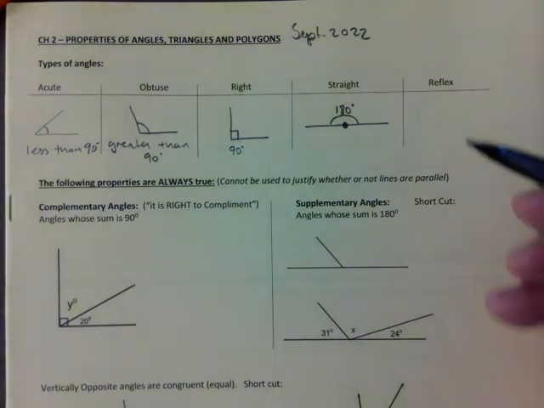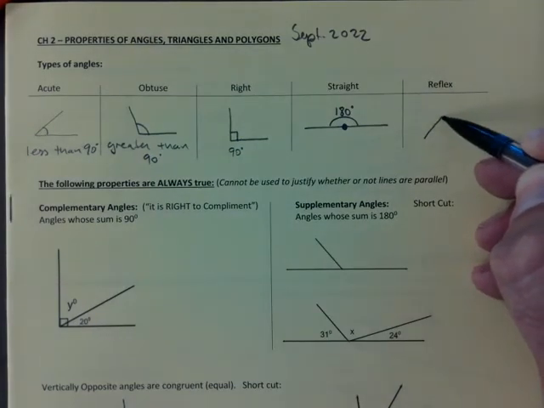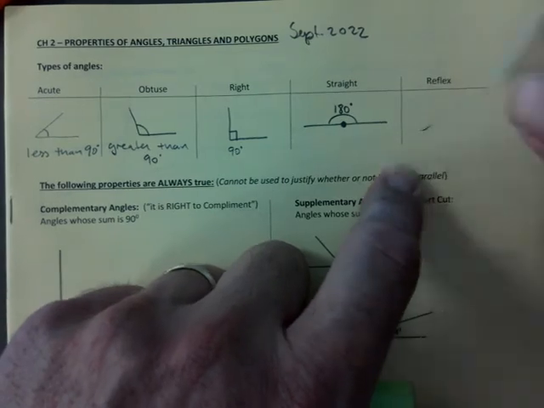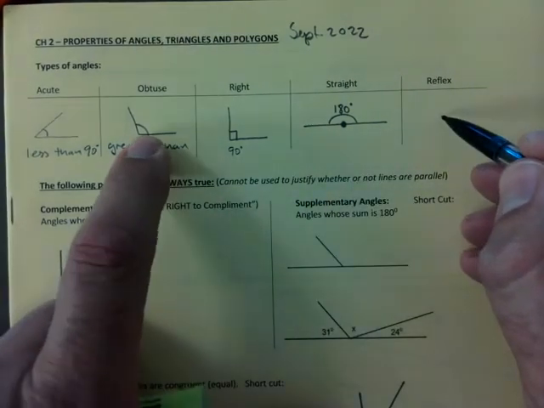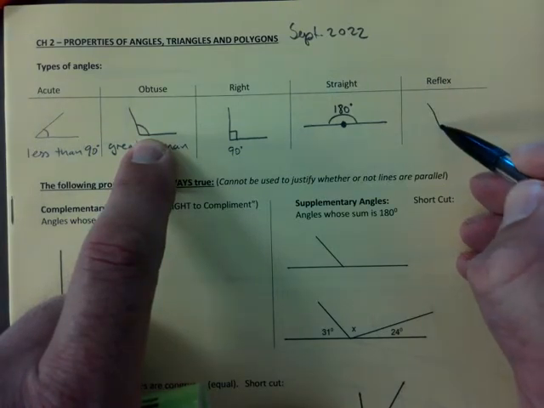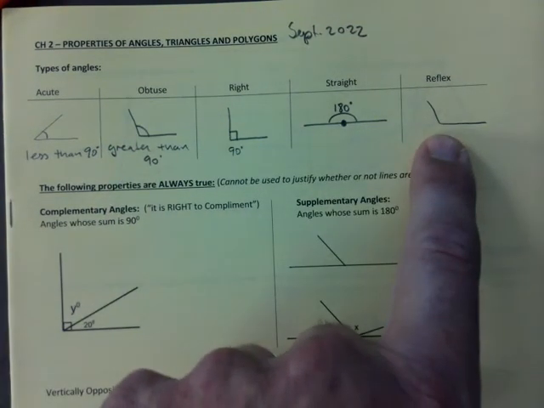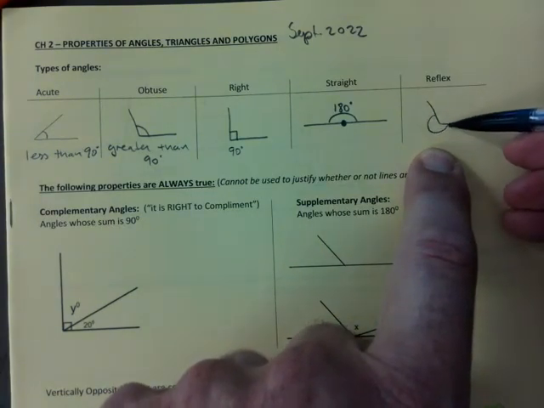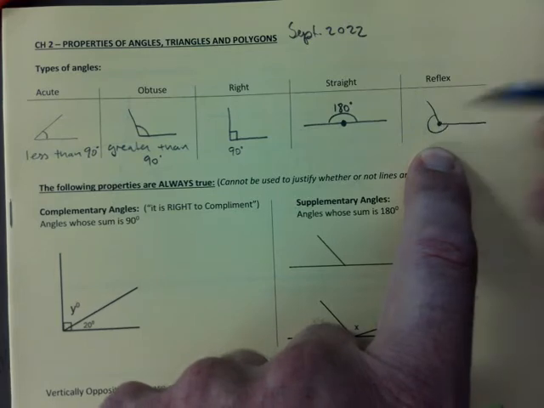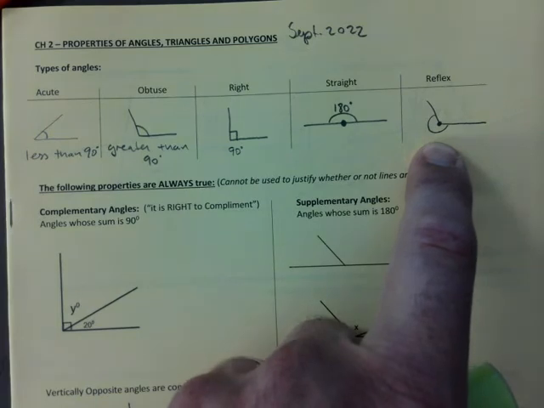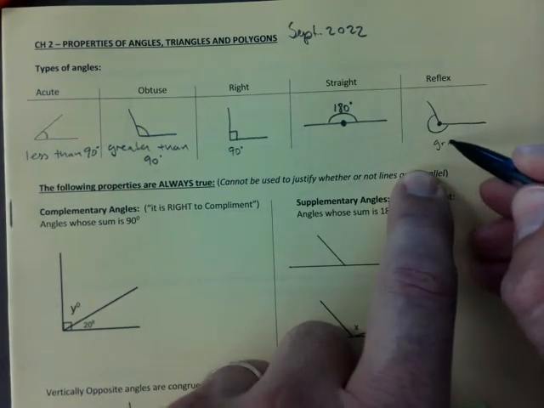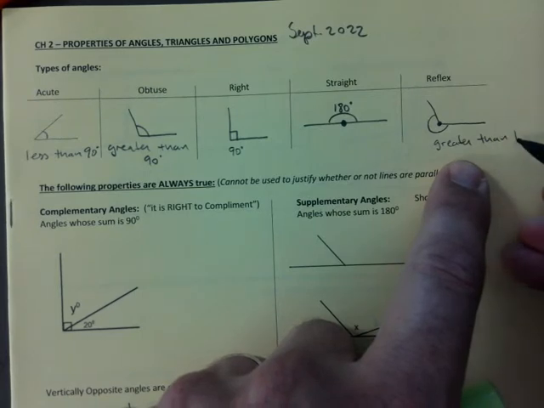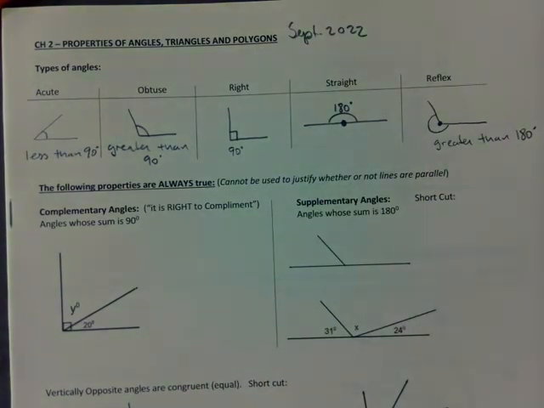And then your reflex. Let's pretend I'm copying that obtuse angle. So this would be obtuse in here, but if you consider what's on the outside here and put a dot right there, just as a reference at where they both started, that's greater than 180. Anything greater than 180 degrees would be called a reflex angle. So there you have your angles all summarized.